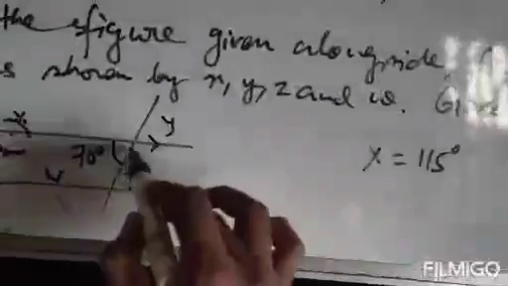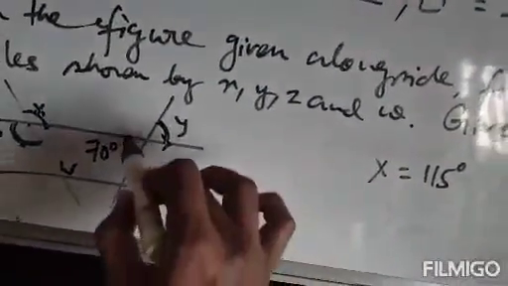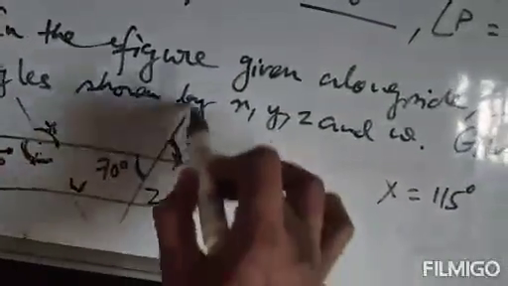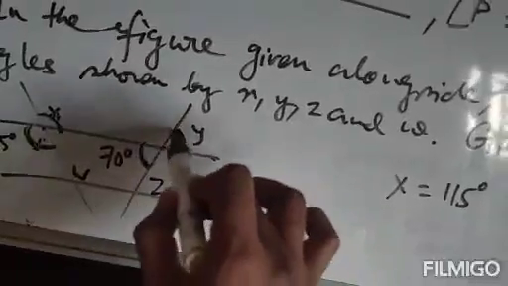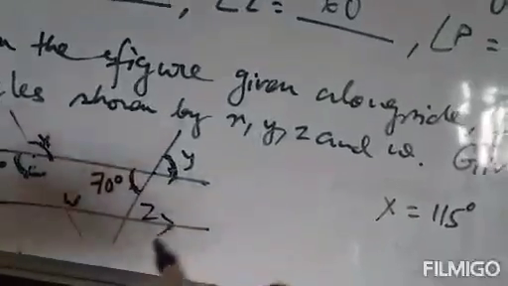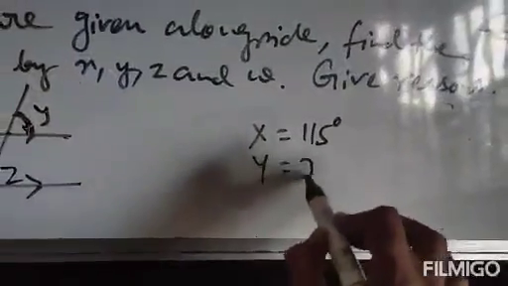So x will be 115 degree. Now next, see, this angle y will also be 70 degree, because these two angles are vertically opposite angles, just like this. This is the parallel line, this is the transversal, and they both meet at this point. So these two angles are opposite to each other, so y will also be 70 degree, because vertically opposite angles are equal. Therefore we can write y is 70 degree.